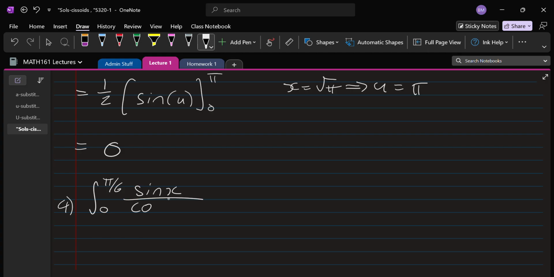Okay, that was number 3. Number 4. We have the integral 0 to pi over 6, sine x over cos squared.